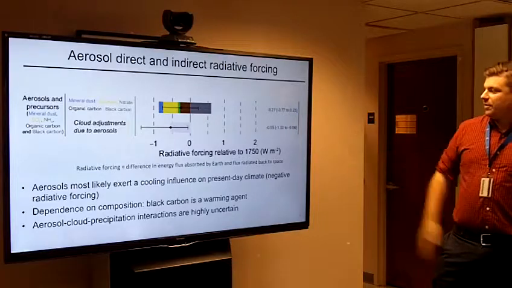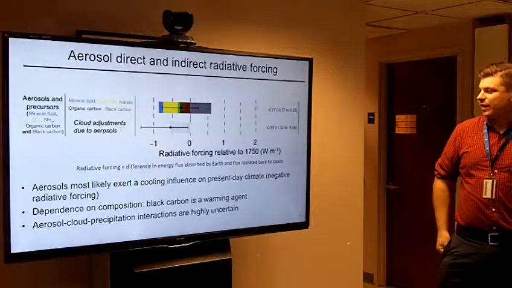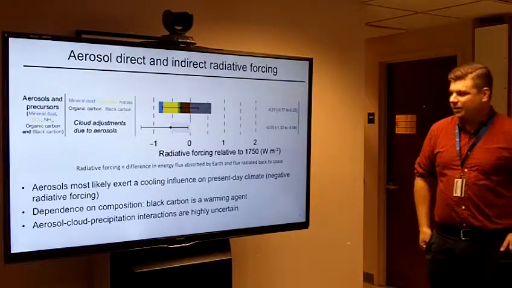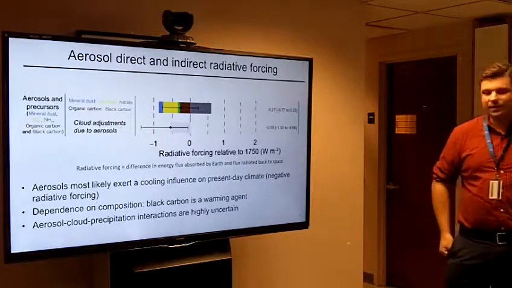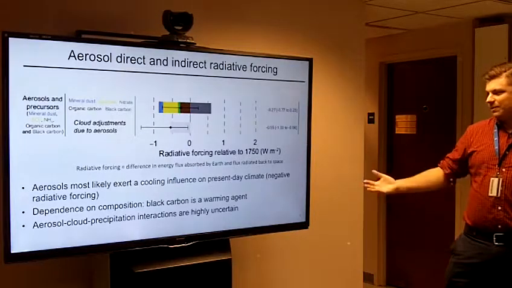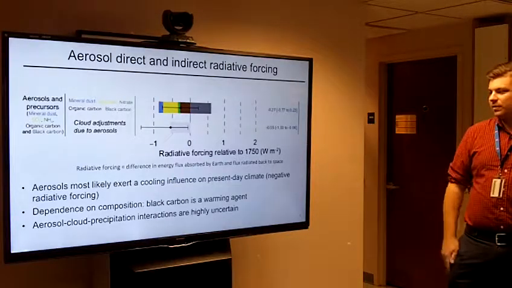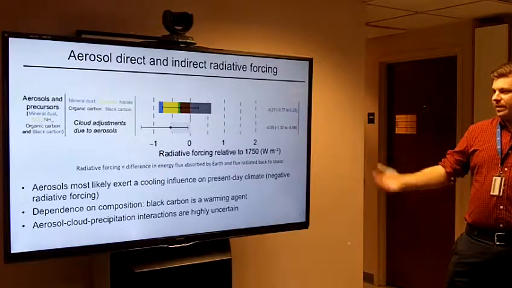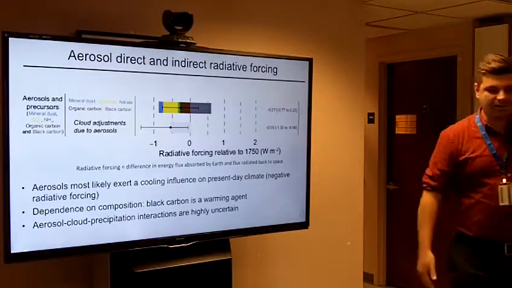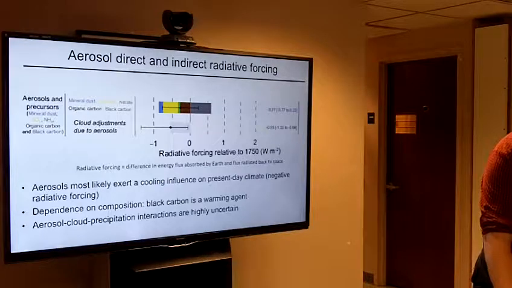But going with the net effect, we would say that there's probably a cooling effect of the aerosols on the climate. There is some dependence on composition, black carbon, of course. And the aerosol-cloud interactions and the aerosol-precip interactions are still very uncertain.